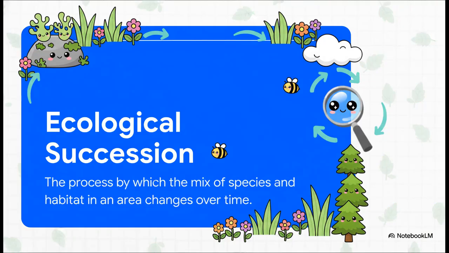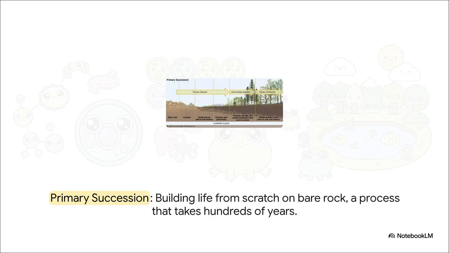Now, one of the most important things to remember is that these communities aren't static. They're not frozen in time. They are constantly changing through a pretty predictable process called ecological succession. An ecosystem is always evolving, always in motion. The first type is called primary succession, and this is nature building an entire ecosystem from absolute zero.